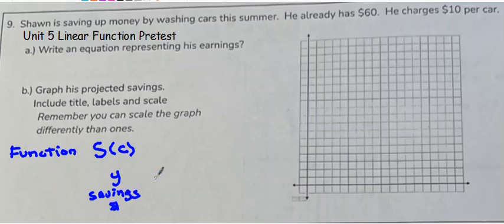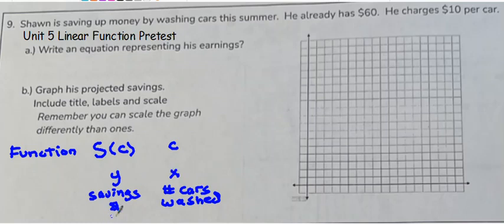The other is the actual number of cars that he washes. So we can call that C for number of cars. Or if you want to be more generic, you can just say X. But in both cases, these mean number of cars washed. Okay, so that's identifying the variables, so you know what the equation is talking about.